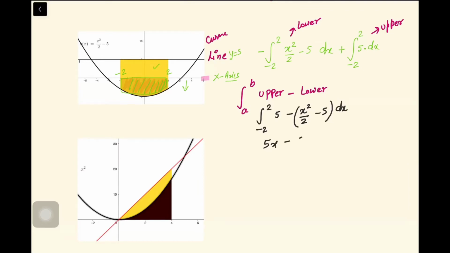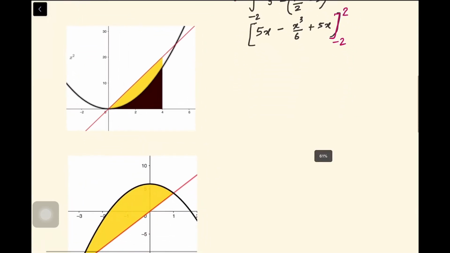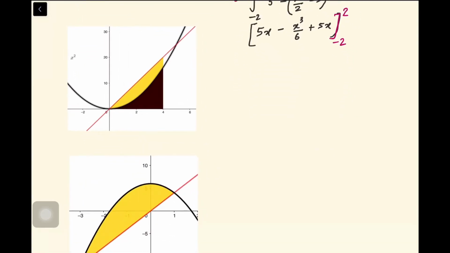So the integration of 5 is 5x, and x cubed over 6, because you divide by 3 times 2 is 6, plus 5x, and then you plug in the limits -2 to 2. This is very easy because it was a line and a parabola. So remember, upper minus lower.